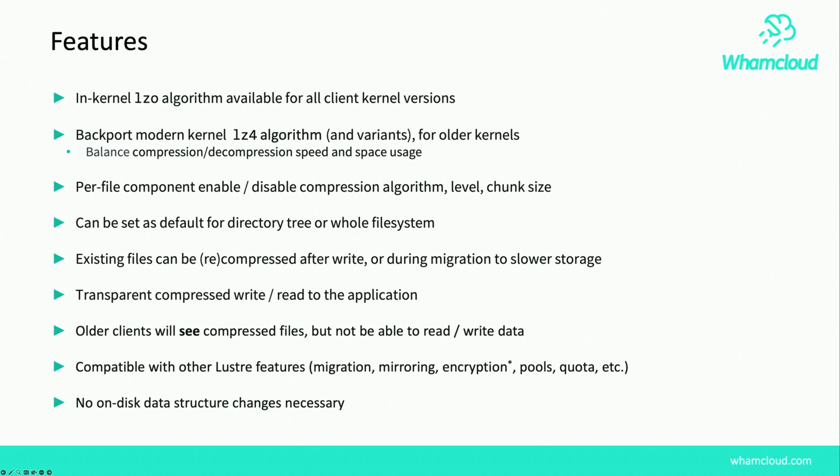Older clients will see the compressed files, however, they won't be able to access the data as they have no compression support. This should be fully compatible with all of the existing Lustre features, with the only notable one being encryption, and it will be compatible with that. However, there's a specific order of operations that will have to take place. We'll want to compress first and then encrypt. Otherwise, you're trying to compress a bunch of random data, which doesn't ever compress very well.